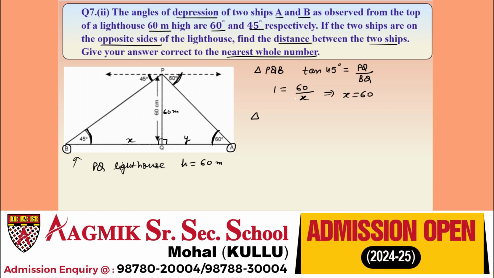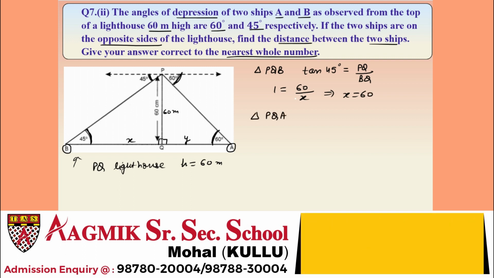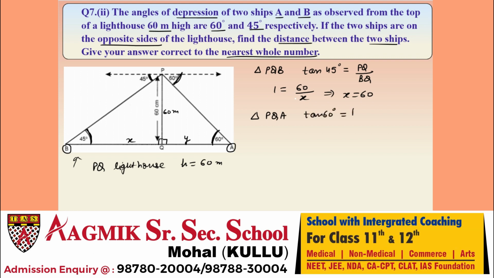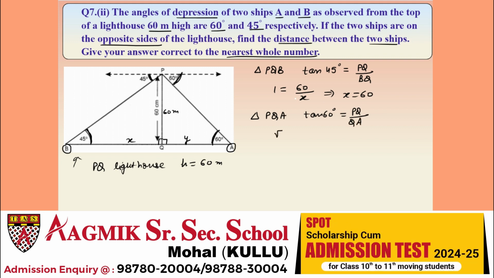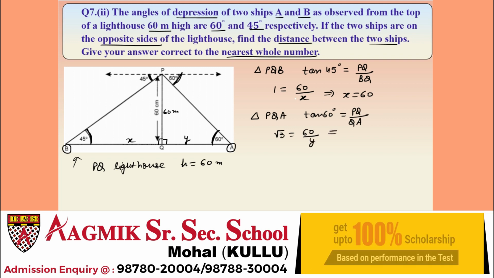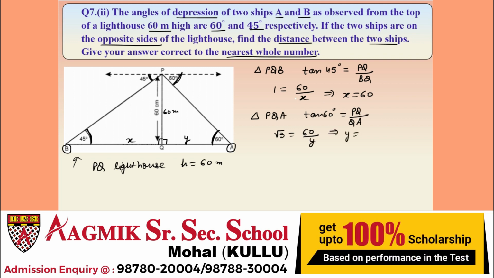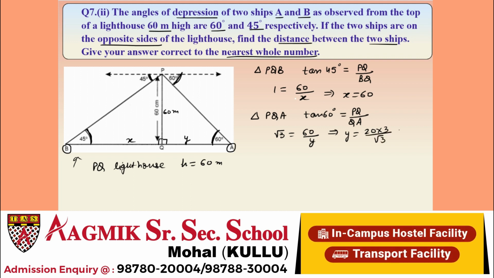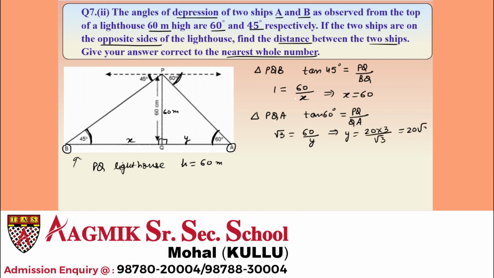Take the other right triangle, triangle PQA. The angle is 60 degree. So tan 60 degree is again perpendicular PQ upon base QA. Tan 60 degree is root 3, which is equal to 60 over y. So y is equal to 60 over root 3, which is 20 times 3 over root 3. Cancel out root 3, so this is 20 times root 3.